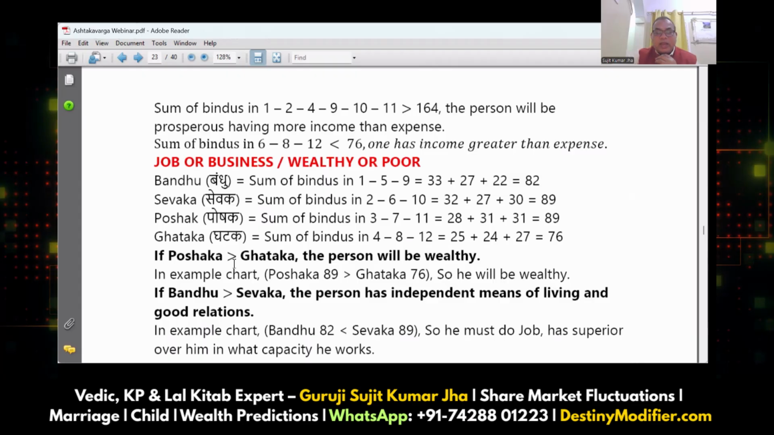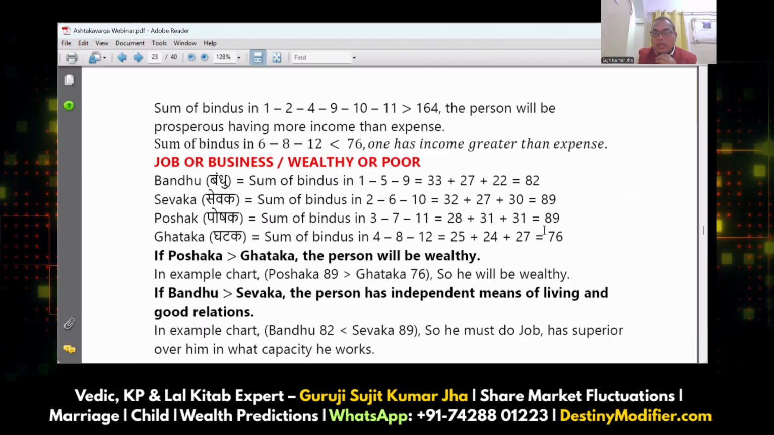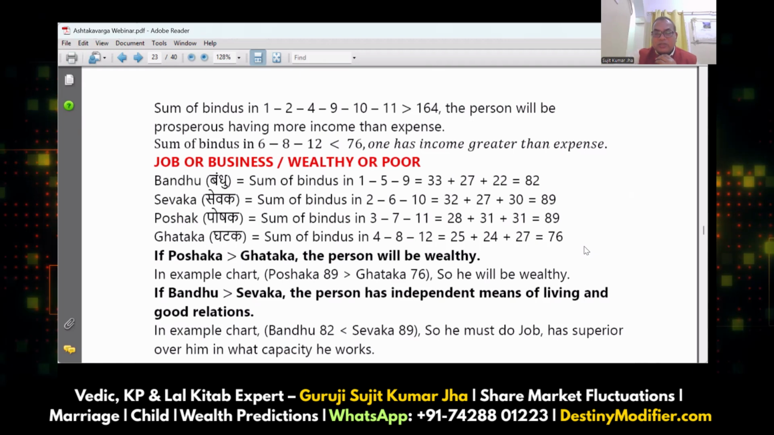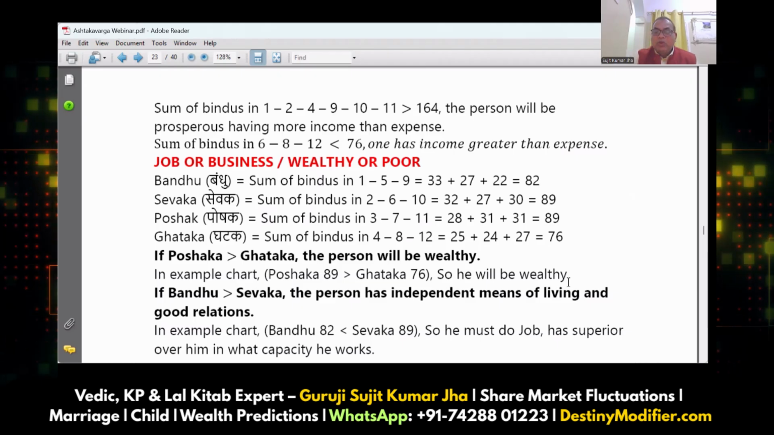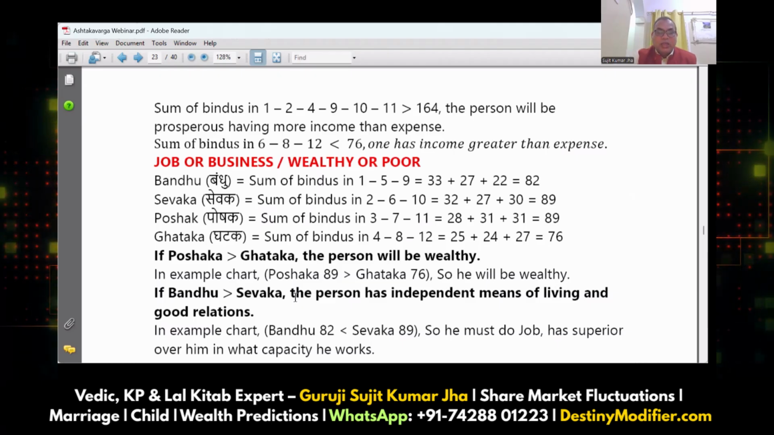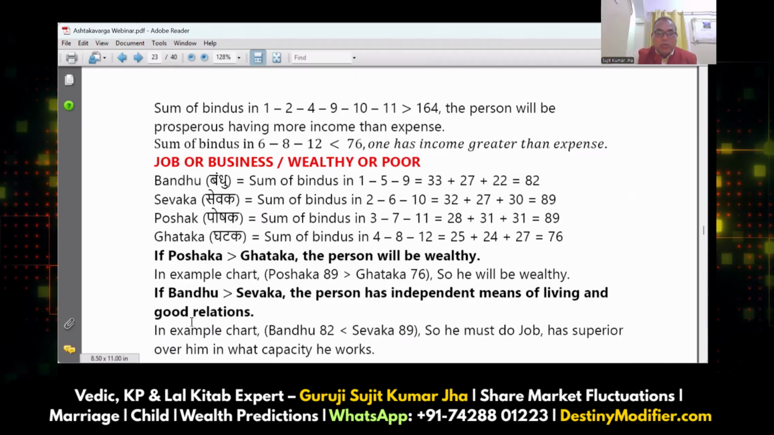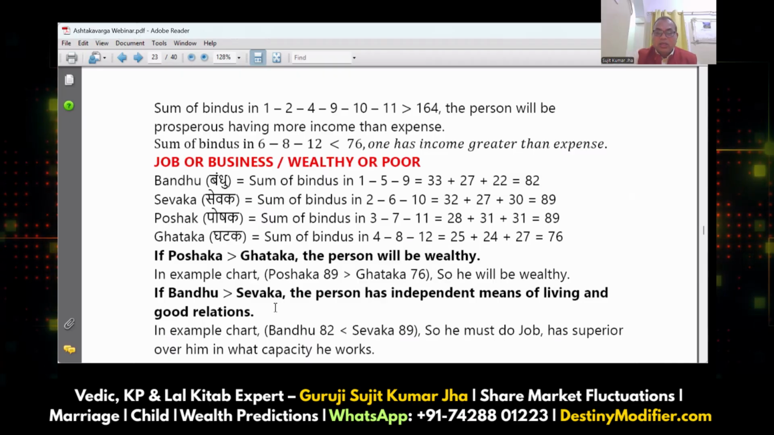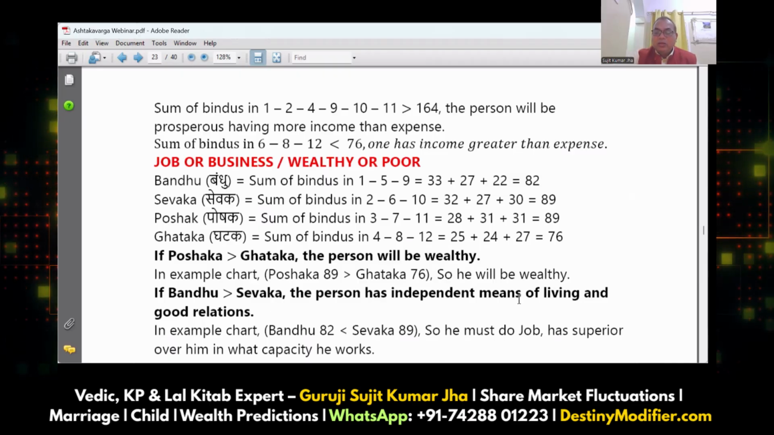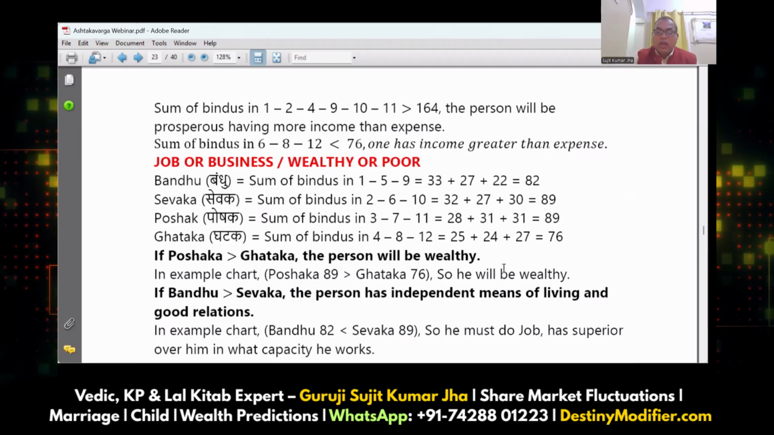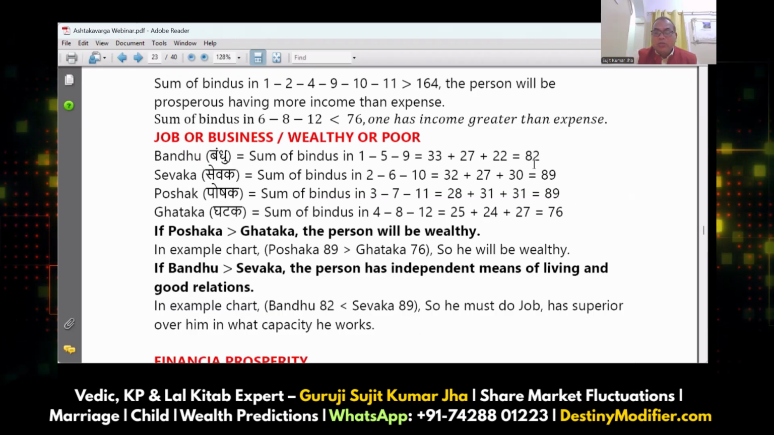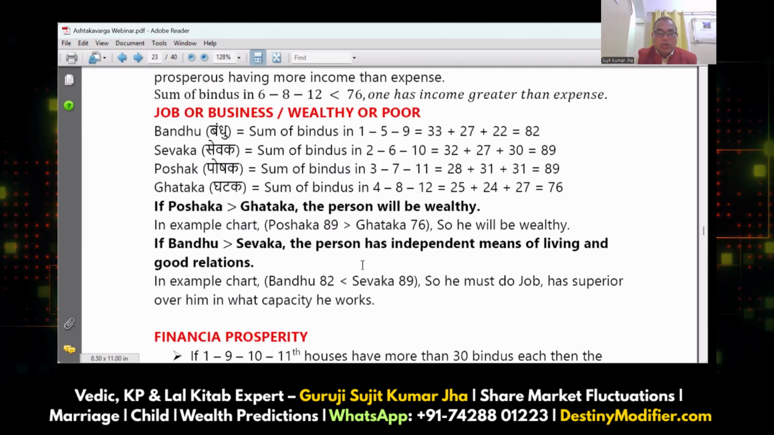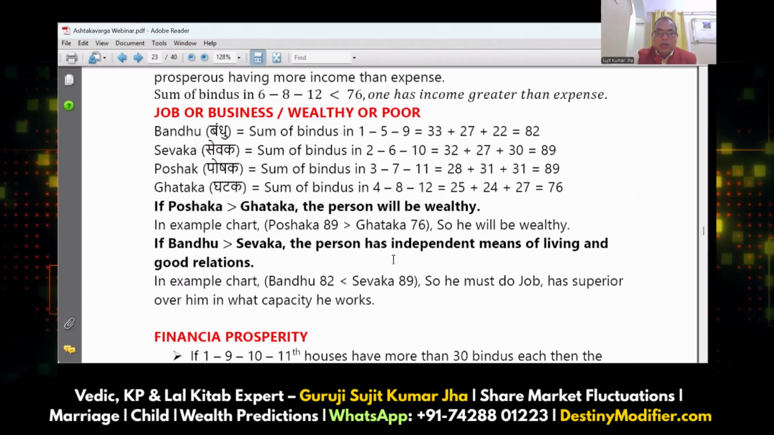The rule is: if Posak is greater than Ghatak, the native will be wealthy. Posak is 89, Ghatak is 76, so the condition is satisfied. Second, will he do a job or business? If Bandhu is greater than Sevak, then the person has independent means of living, meaning he can do business. Now, Sevak is 89 and Bandhu is 82. It means he has to do a job, not business. So he will always have one boss, a superior in the office.